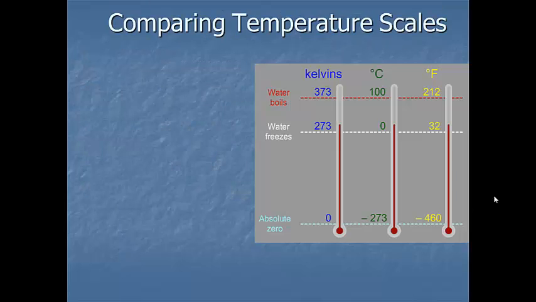Here is a good time to talk about comparing temperature scales. So let's just focus on this picture for a moment. The Kelvin and the Celsius scale are what we normally use in science. We almost never use Fahrenheit in science class. So water will boil at 373 Kelvin. It'll boil at 100 degrees Celsius, and it'll boil at 212 degrees Fahrenheit. Now, it's all the same temperature, it's just that it's different scales. So these numbers are all equal to each other.